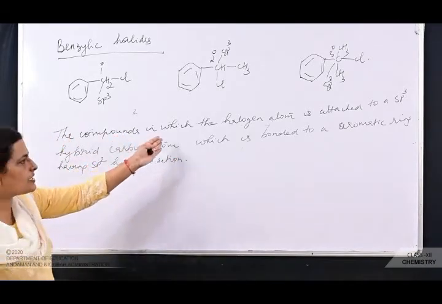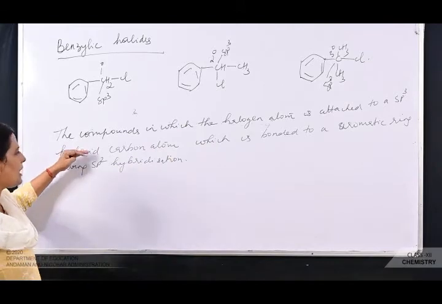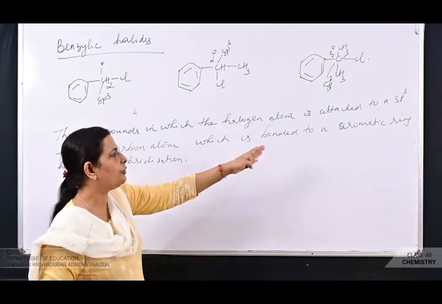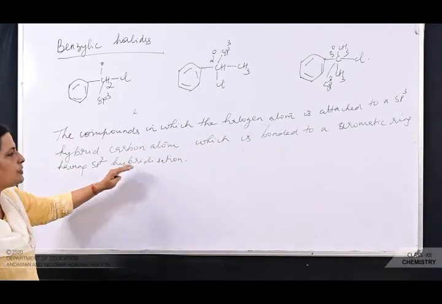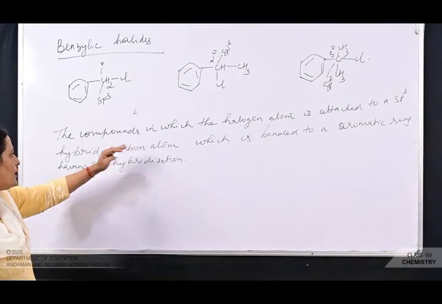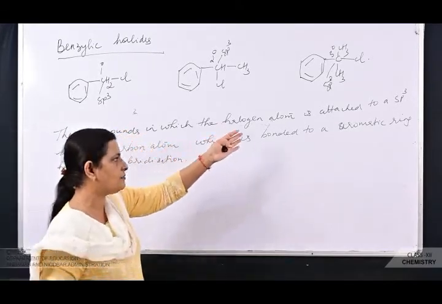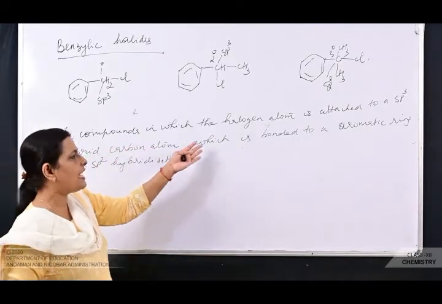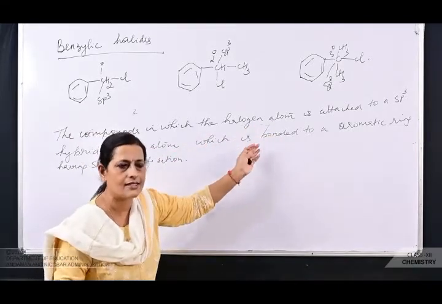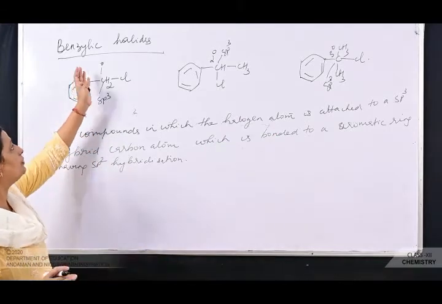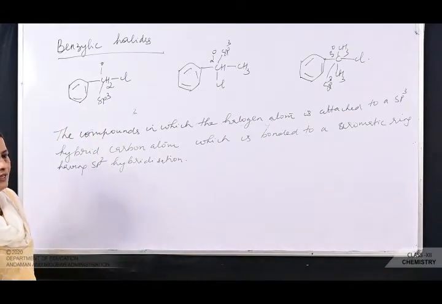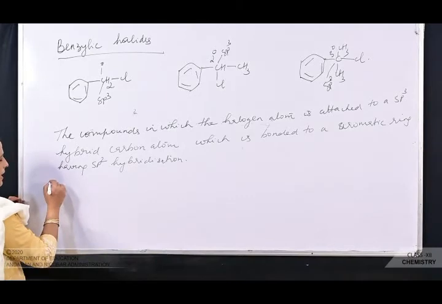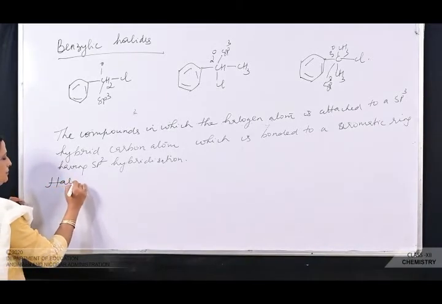The compounds in which the halogen atom is attached to an sp3 hybrid carbon atom which is bonded to an aromatic ring having sp2 hybridization. Or you can write the compounds in which the halogen atom is attached to a sp3 hybrid carbon atom which has an aromatic ring at its adjacent position. So they are known as what? Benzylic halides. Okay. Next is haloarenes.